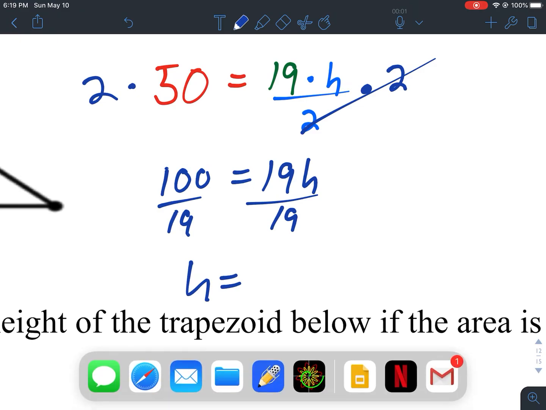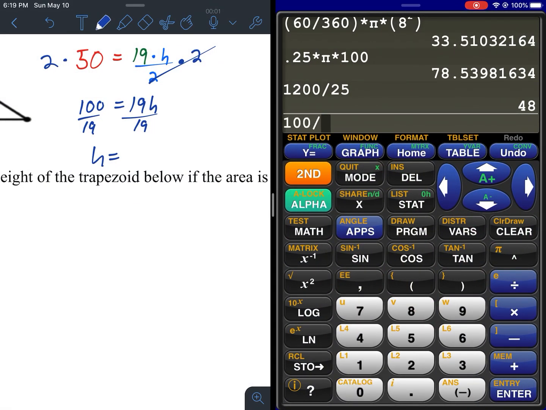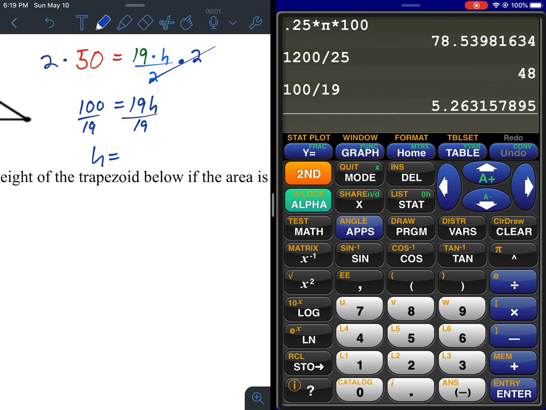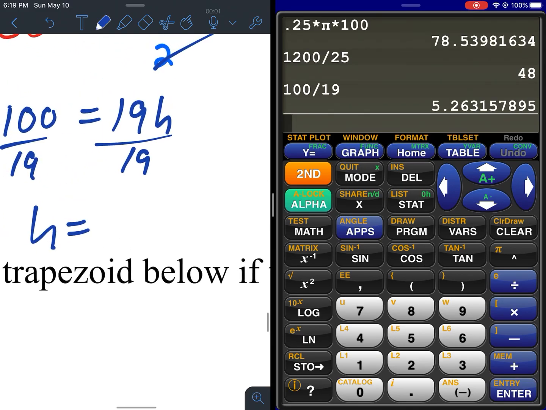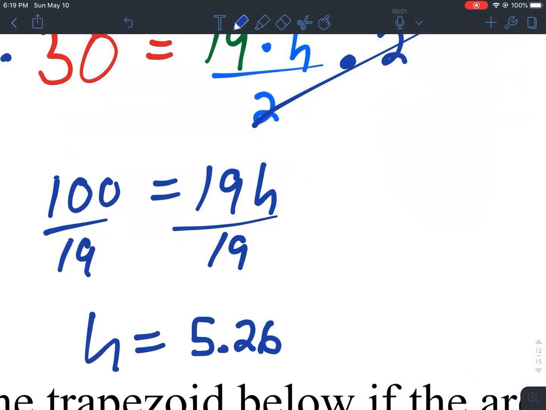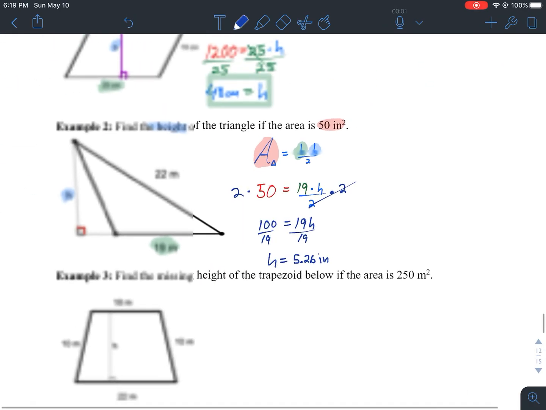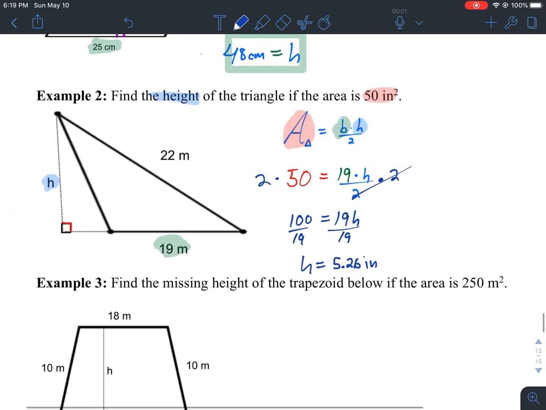h is going to equal what? I should know this. 19, what is that? Yeah, 5.26. Let's just say if we round to the nearest hundredth, 5.26 inches. That is what the height is going to be.